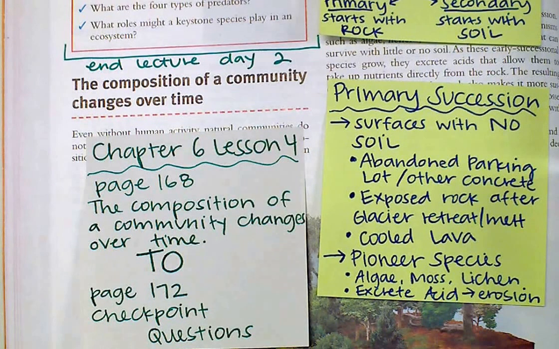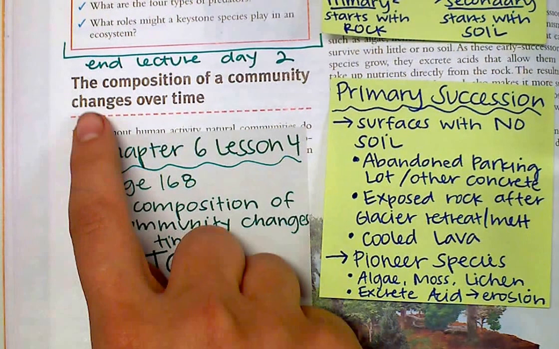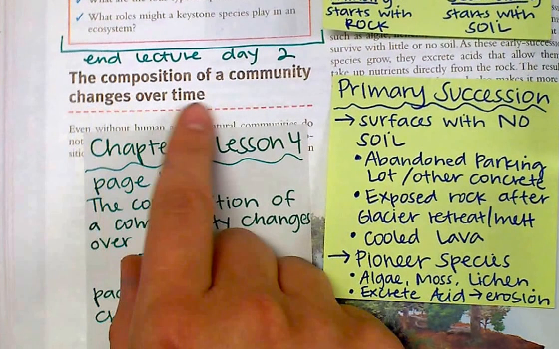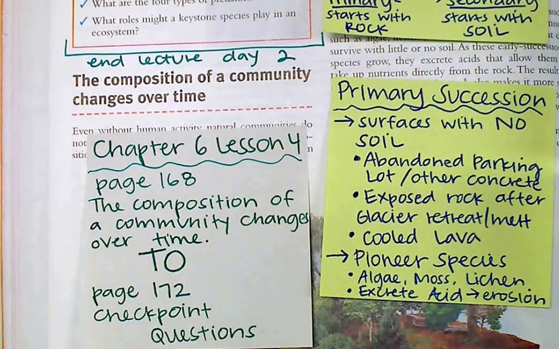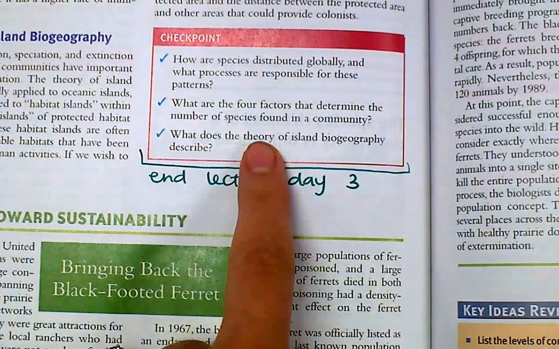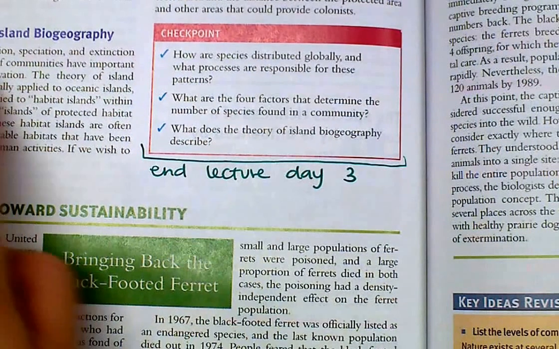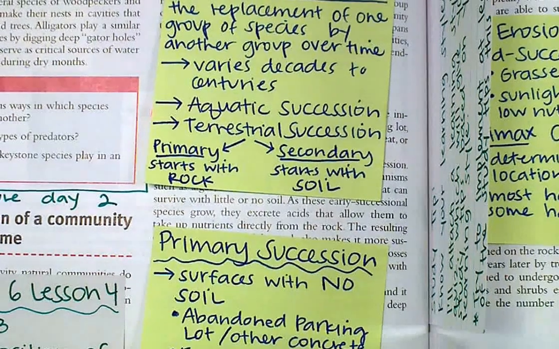If you would like to take advantage of the study tip from yesterday, where we talked about reading before you watch the video, it's going to be here on page 168, where it starts with the composition of a community changes over time. And we're going to end on page 172, up here where it says these checkpoint questions, right next to conservation of island biogeography. So if you want to take an opportunity to do that, I'll be ready for you when you get back.